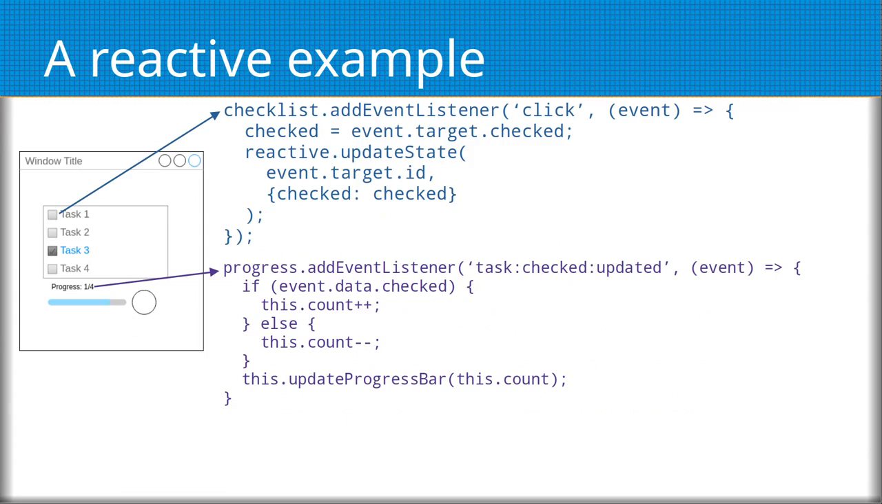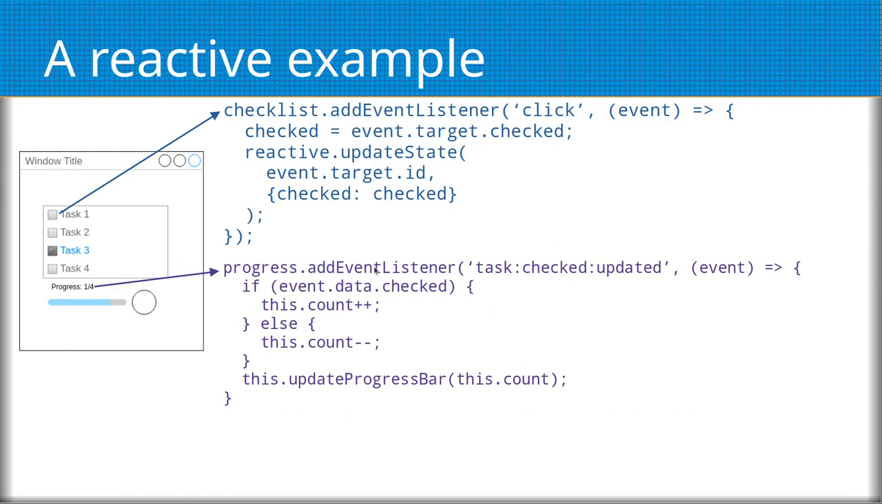So looking at how we might do this task list with a more reactive pattern, here we still have a click event listener on the checklist. All that is doing is getting the new checked or unchecked state of the checkbox, and then calling for an update on the state with the ID of the element that was clicked and the new checked state. This is sort of pseudocode. It's not really how it looks in Moodle. We'll see how it looks in Moodle in a bit.